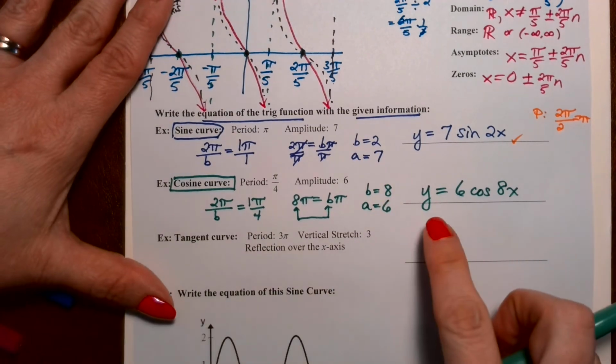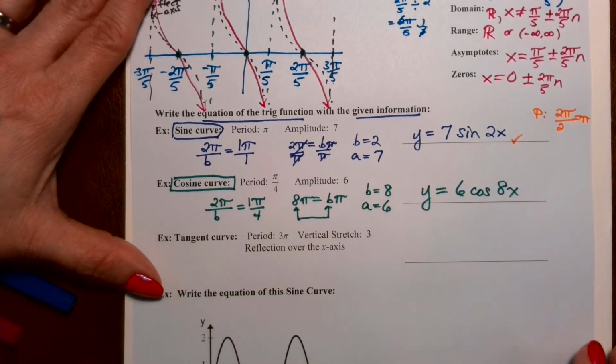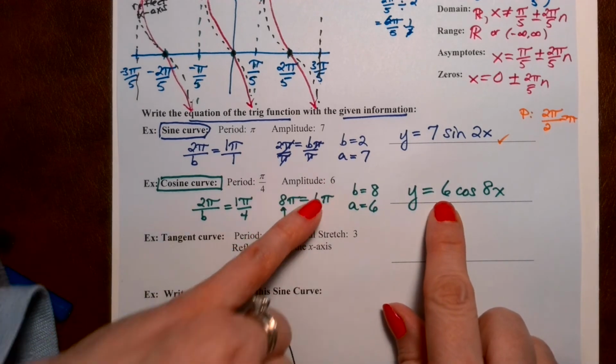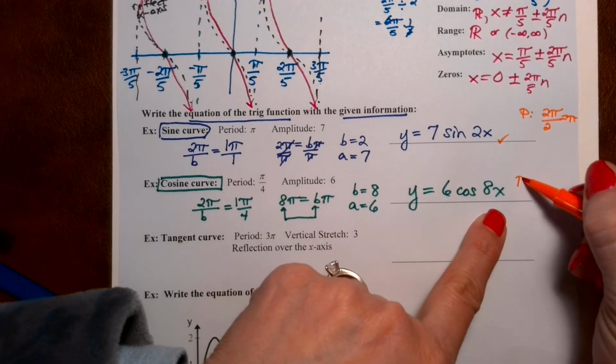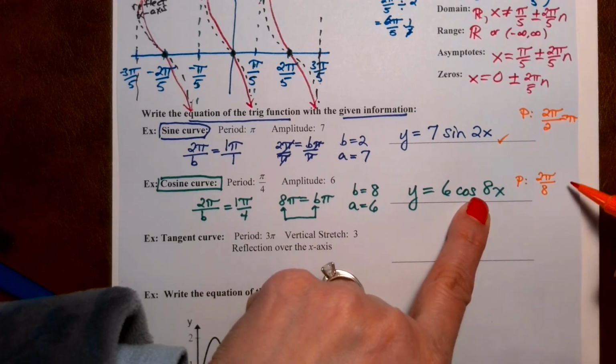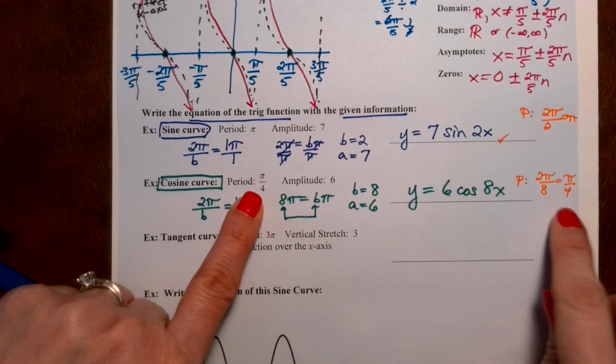Remember, your equation has to have an x and a y. Let's just double check. If the 6 was out in front, that would make the amplitude. And if we did a period calculation, I would do 2 pi divided by 8, and that's making pi over 4. Is that what it was supposed to be? Perfect.